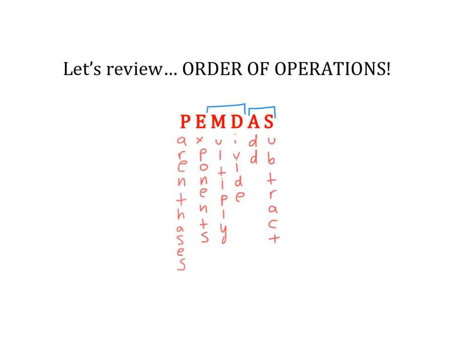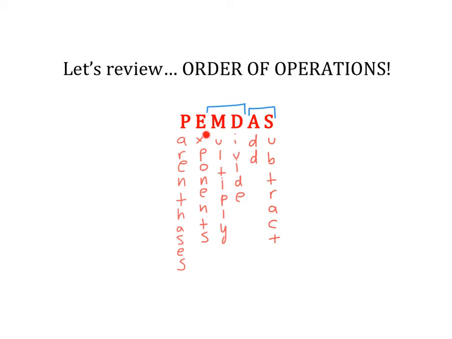Okay, so before we start learning how to complete a table and how to graph, we do need to do a quick review of something really important, order of operations, because today we are going to be simplifying expressions that have more than one operation. So we have to know what order to do that in.